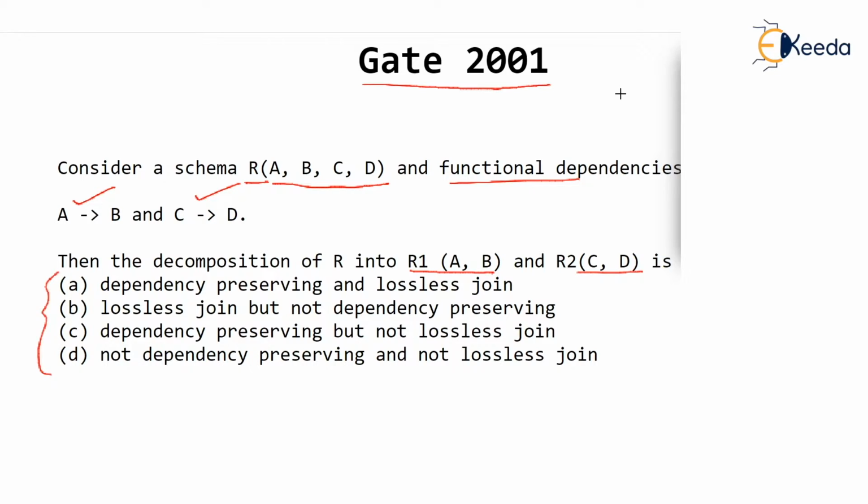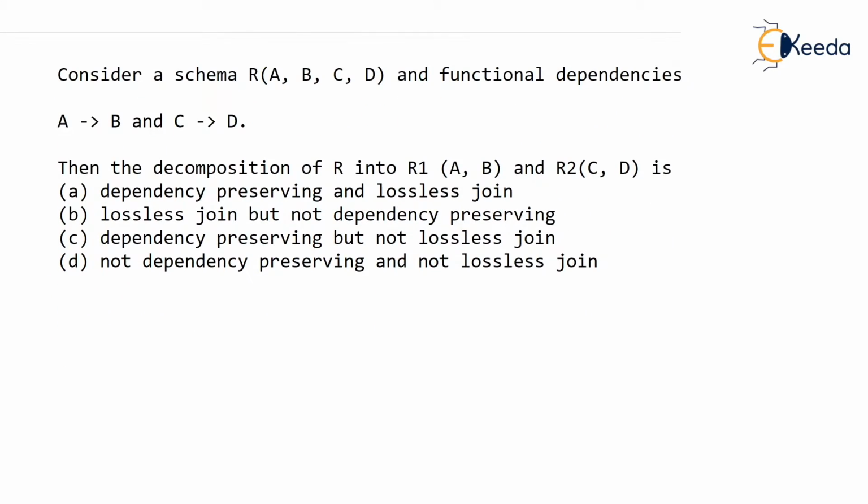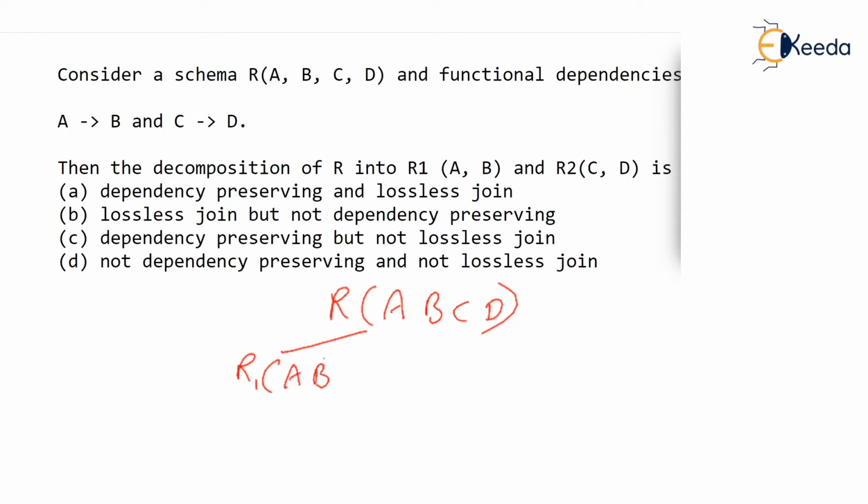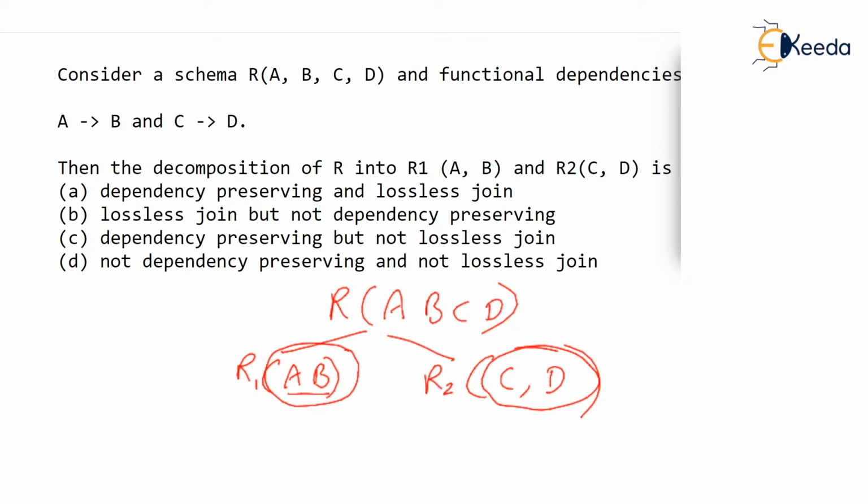So let's check first of all for lossless decomposition. Now you know all the properties of lossless decomposition, isn't it? What we have done here is R is having ABCD and it has been broken down into R1 which has AB and R2 which has CD, correct? Now wait a minute. For lossless decomposition, there has to be a common attribute between the two tables, but there is no common attribute. R1 has AB and R2 has CD. It has nothing in common. Then this is lossy decomposition.